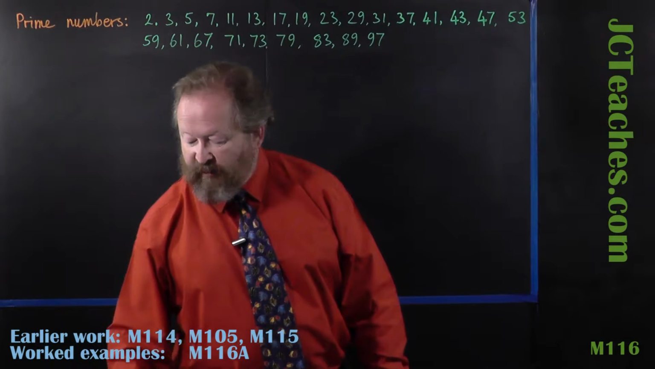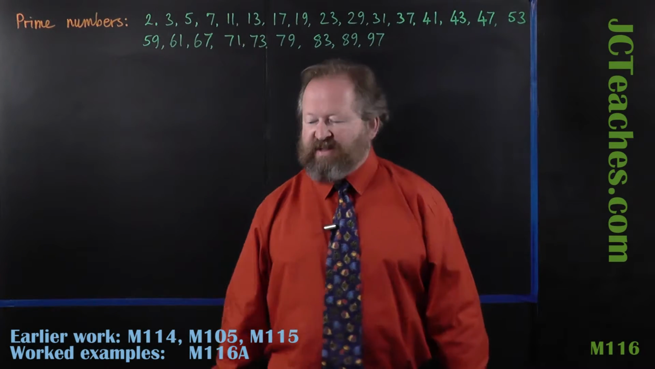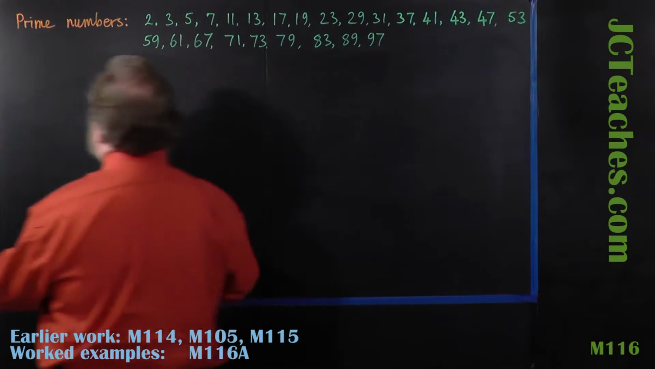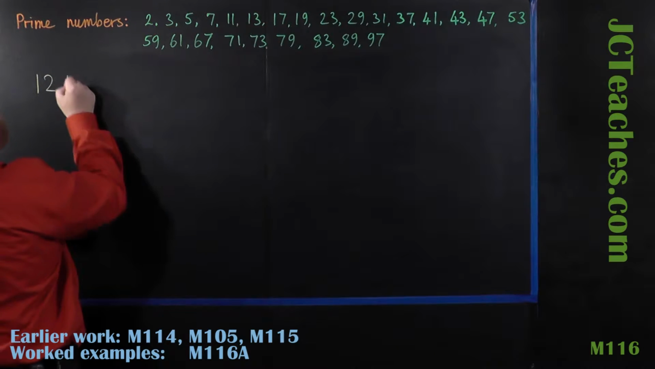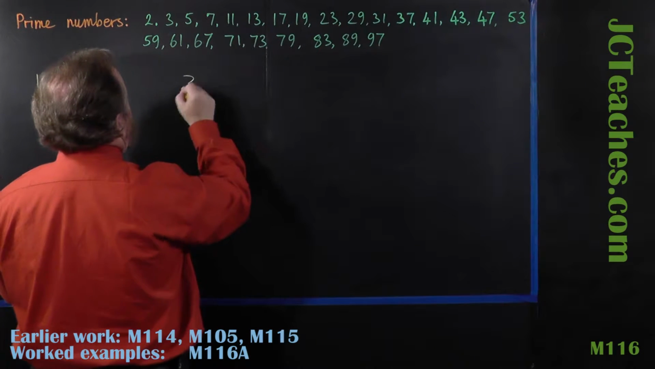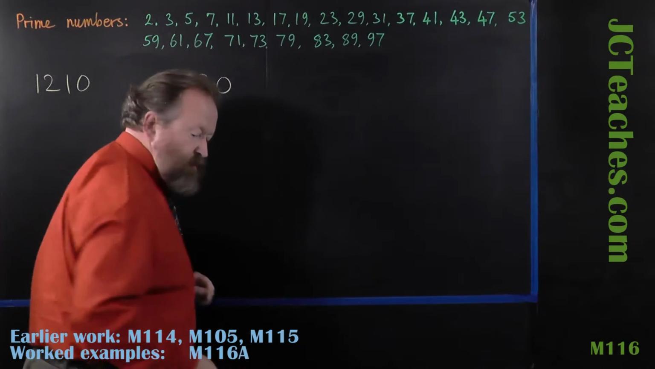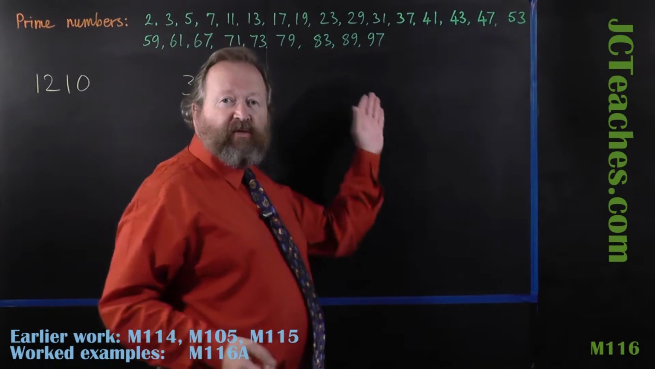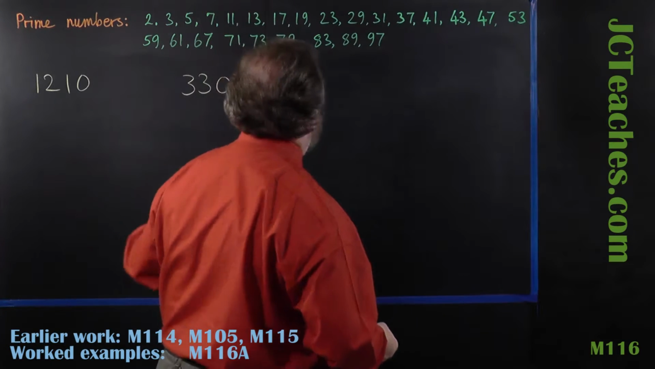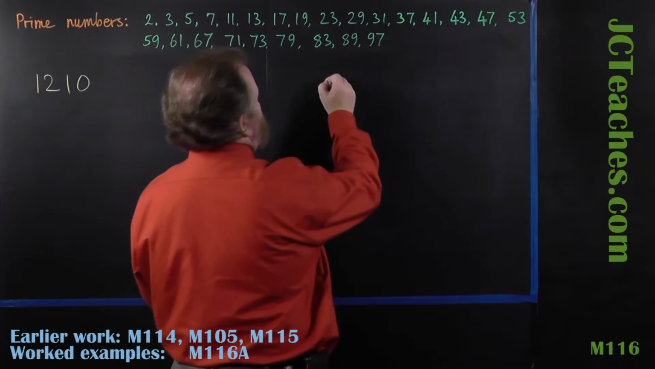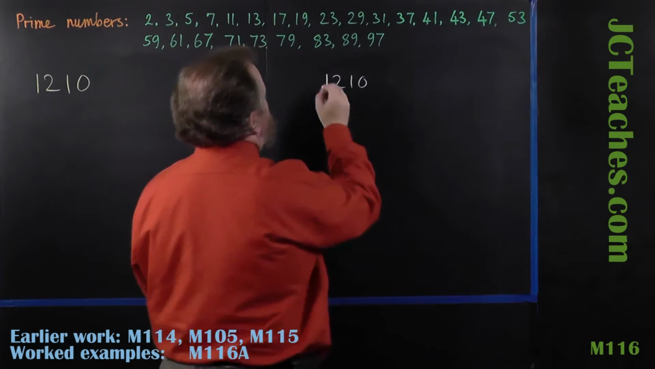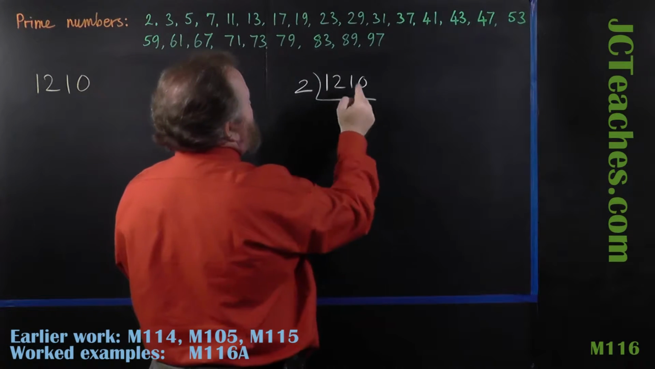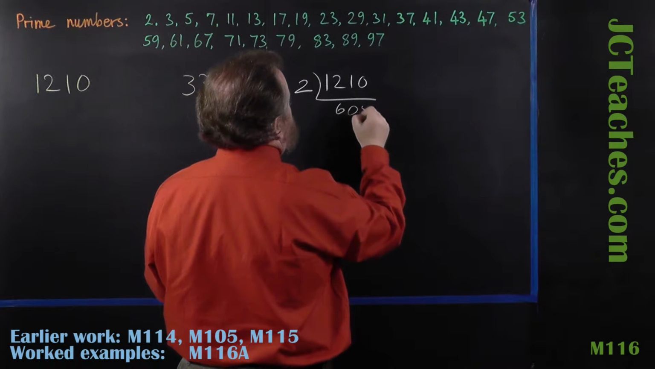Okay, next one, we're going to try 1,210 and 330. So firstly, I'm going to run through finding the prime factors of 1,210. 2's into 1,210 are going to be 605.